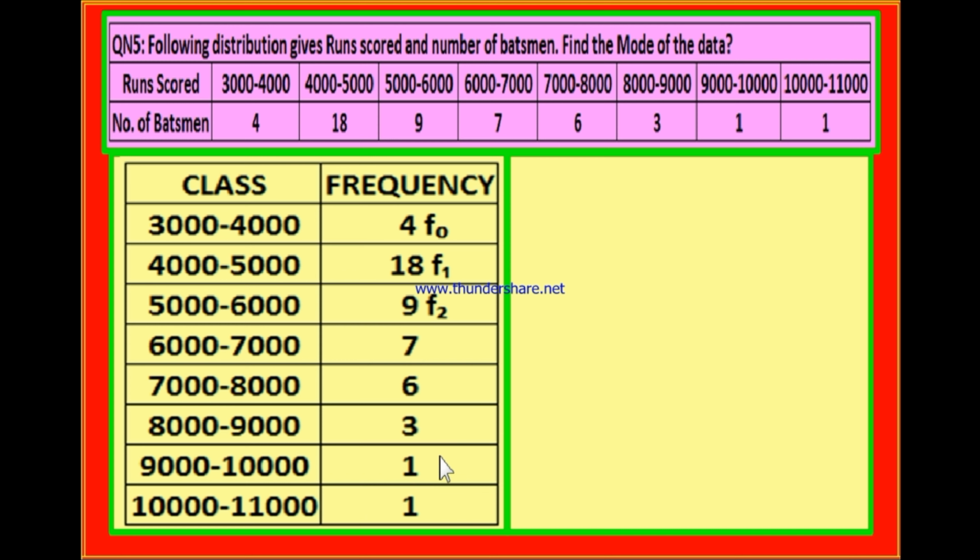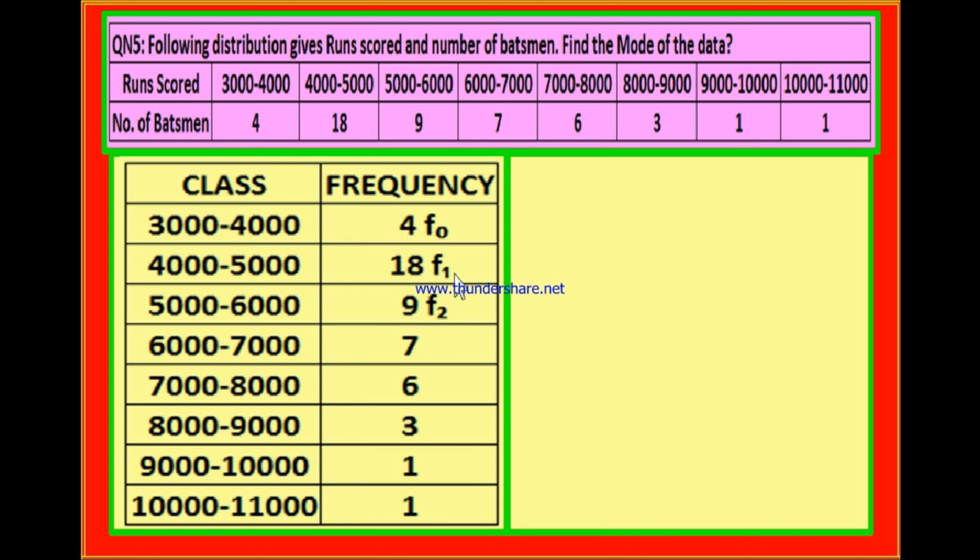After drawing this table, among all the given frequencies, you have to pick the highest frequency. The frequencies are 4, 18, 9, 7, 6, 3, 1, 1. Among these, 18 is the highest frequency. The class in which the highest frequency lies is called the modal class. Therefore, 4000 to 5000 is the modal class, and its frequency is 18.